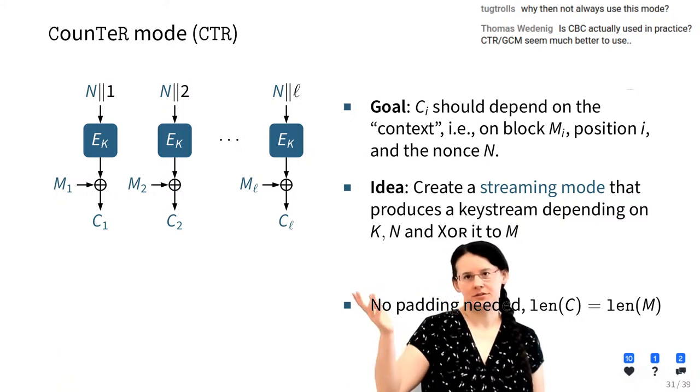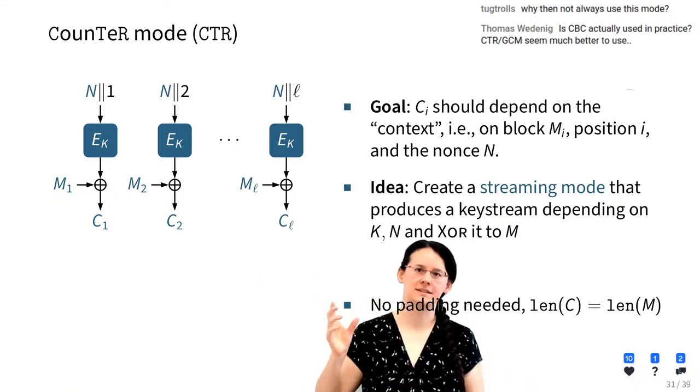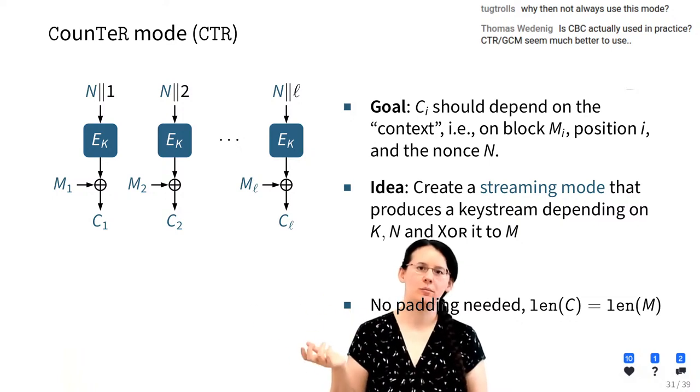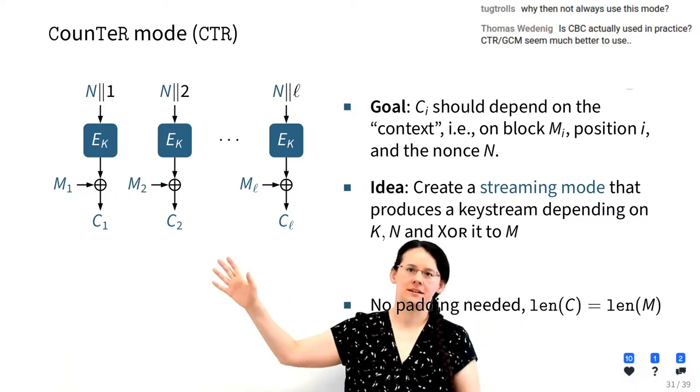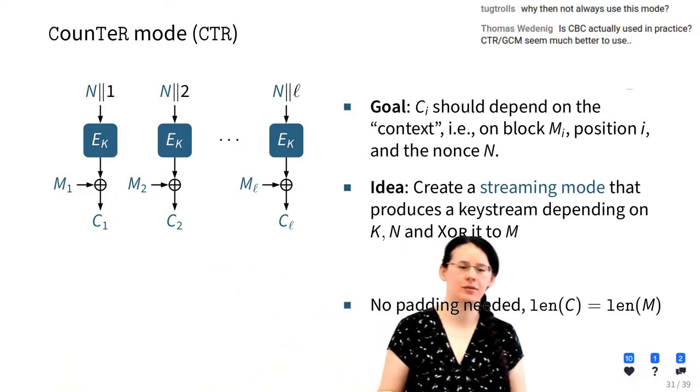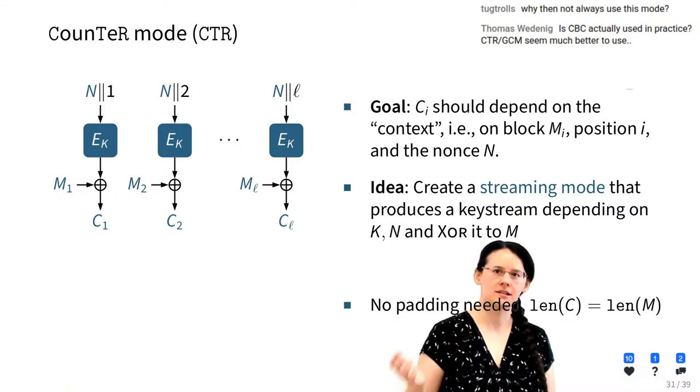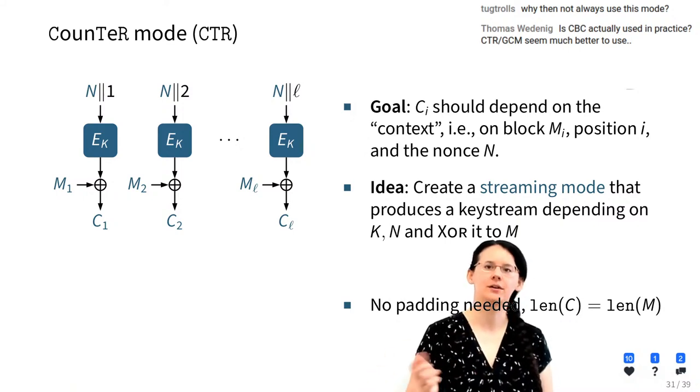So in the streaming mode, the relationship between the plain text and ciphertext is way more obvious than in the previous one. Things like flipping a bit in the ciphertext translate directly to flipping a bit in the plain text. This is because the message never goes through the block cipher.